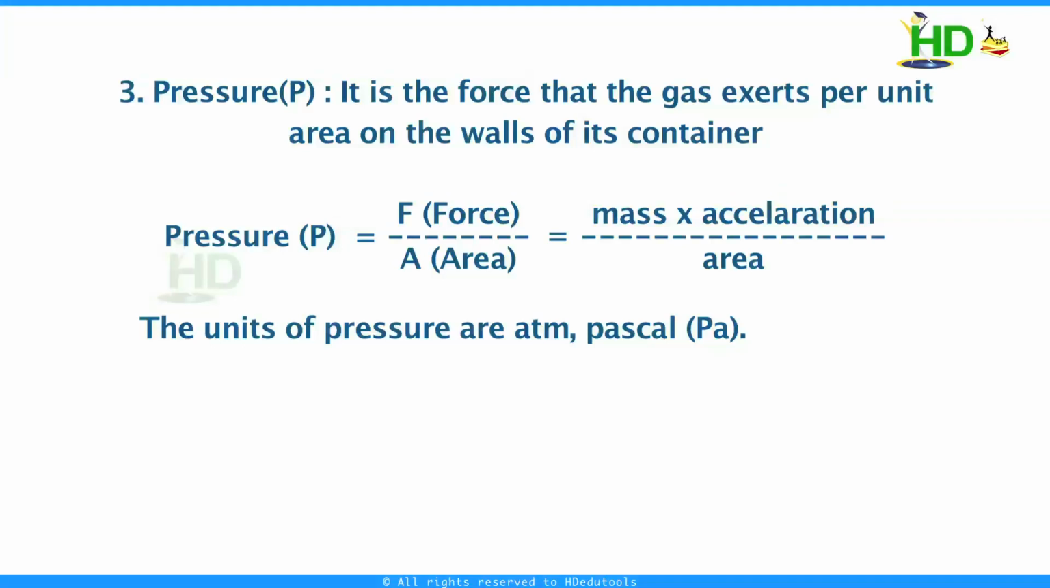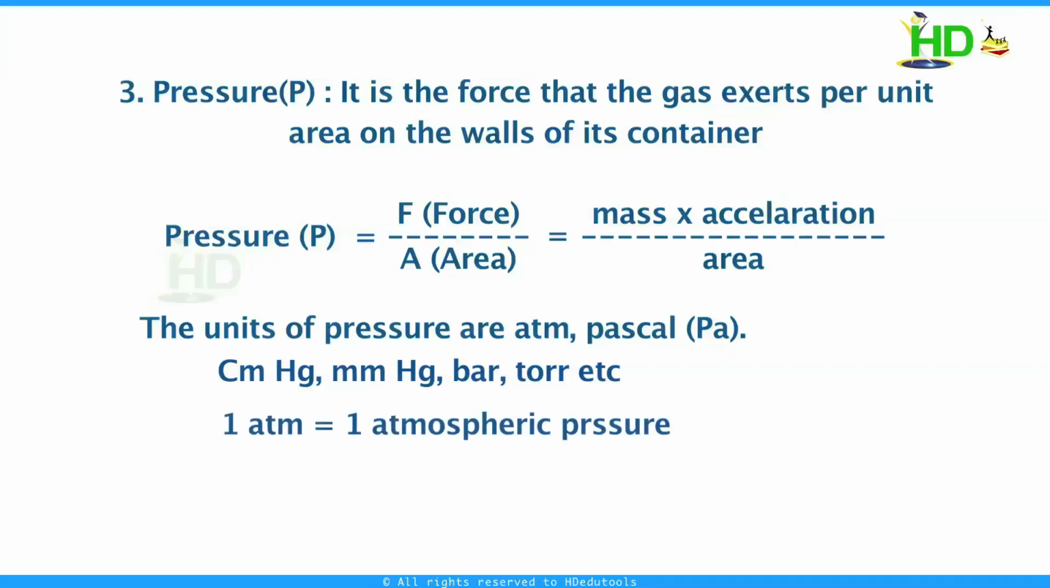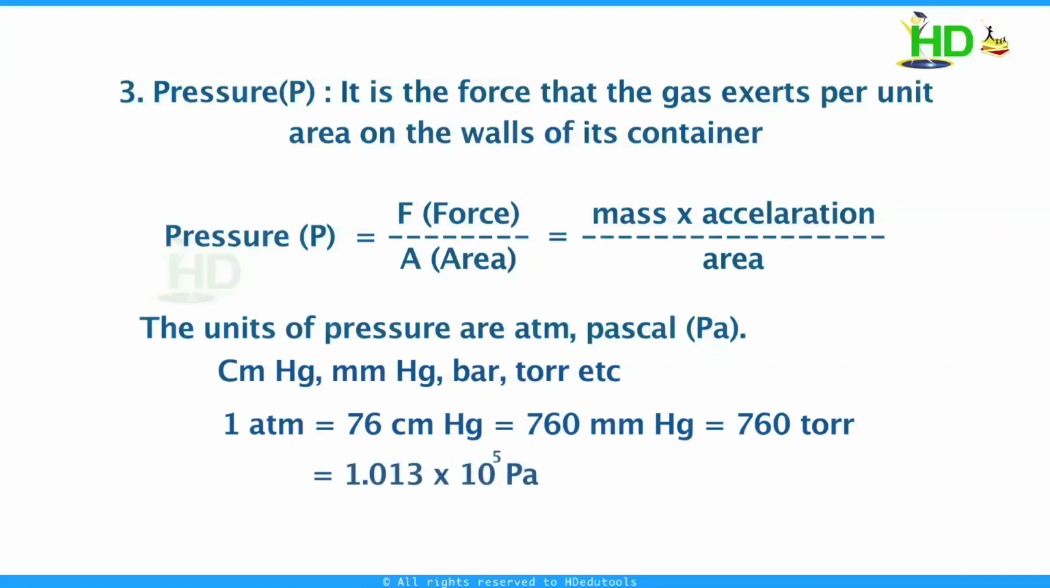It is also measured in terms of height of mercury, that is centimeters of mercury or millimeters of mercury, bar, torr. All these are units for pressure. In general, the atmospheric pressure is represented by ATM. 1 ATM means 1 atmosphere pressure. This is 76 centimeters of mercury, or equal to 760 millimeters of mercury, or equal to 760 torr, or equal to 1.013 into 10 power 5 Pascal.